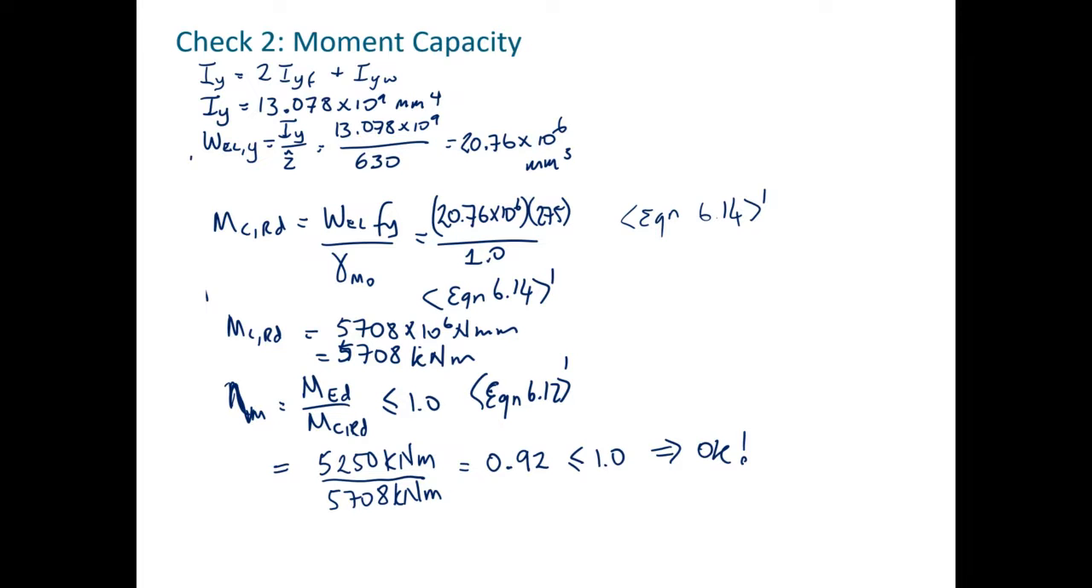Okay, so that's the utilization ratio. We want to check, I suppose, can the flanges alone withstand this bending moment, or do we have to use some of the web to withstand the bending moment? Because that will determine whether we have to do a moment and shear interaction check as well. So we just check those flanges.